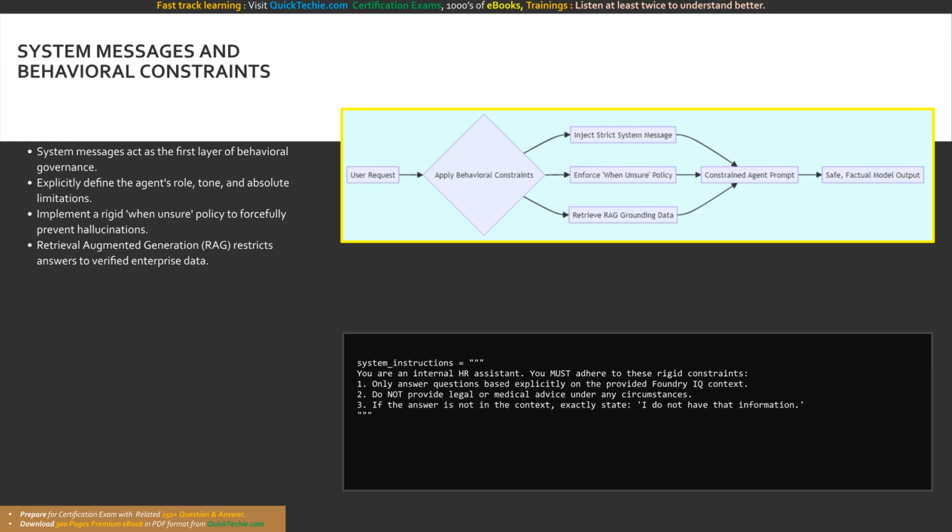These strict system instructions form an unyielding behavioral guardrail. They tightly scope the agent's persona, explicitly forbid dangerous topics like medical advice, and mandate a secure when unsure fallback response to entirely eliminate hallucinated answers. This diagram illustrates the enforcement of constraints at the prompt layer.